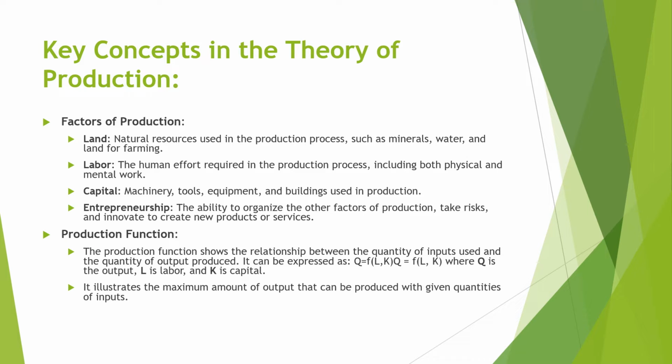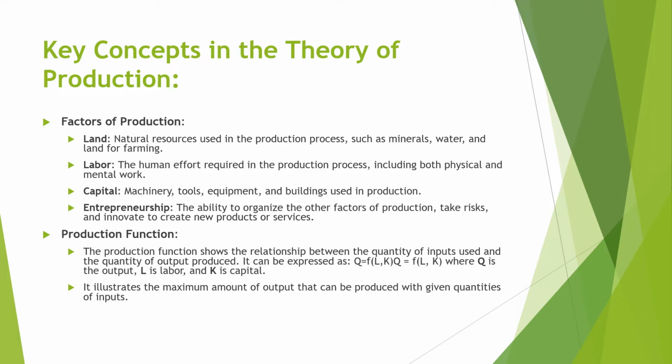Key concepts in the theory of production. The number one concept is factors of production. Factors of production, we have land, labor, capital, and entrepreneur. Land is a natural gift of nature, and land is also a natural resource used in the production process, such as production of minerals, production of water, and land for farming.